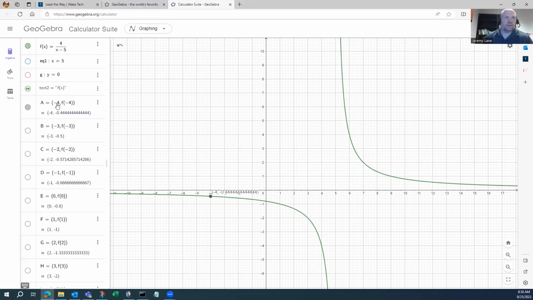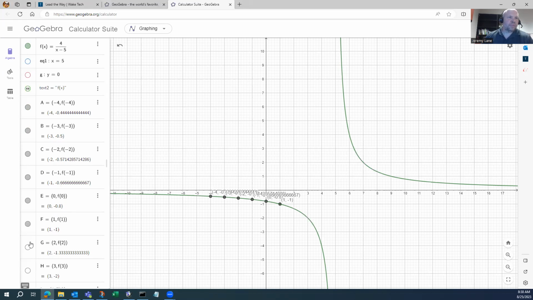We plot -4 and -4/9. We plot here -3 and -1/2. And we get -2 and -4/7. Then we get -1 and -2/3. And we're just plotting points along this curve here.